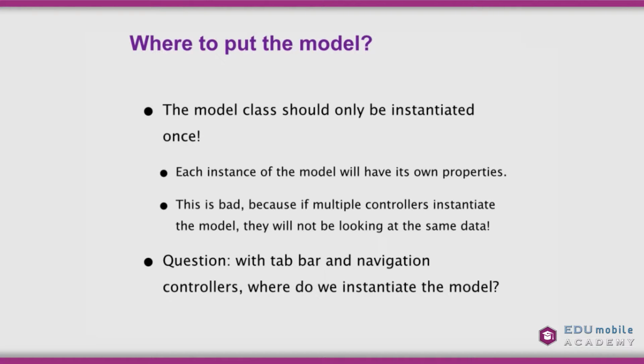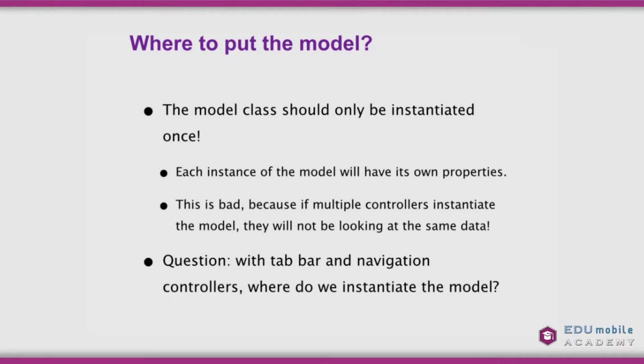The model class should obviously only be instantiated once within our application. If we have only one model class in our app, we may have more, but each model class should only be instantiated once. The reason for this is that each object of type model that we make will have its own properties. And this is bad because if multiple controllers instantiate the same model, they're not going to be looking at the same data unless we set up a bunch of class methods to bring that data in. So we want to only look at one instance of any particular model.